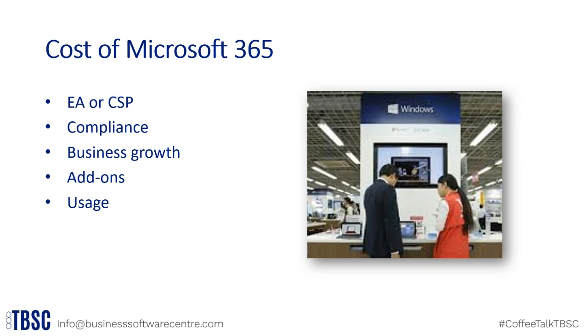So for Microsoft 365, you might either look at an EA or a CSP. EA is the contract version of subscription, where you might pay 3 years or 5 years in advance for Microsoft licenses, whereas a CSP is a cloud-based model where you pay month to month and you can flex your subscribers up or down.